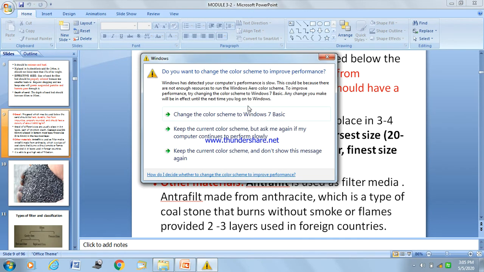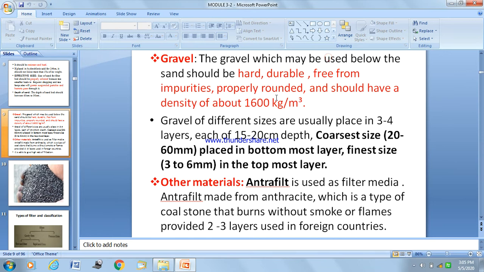So even in the gravel, it is usually placed in 3 to 4 layers, each of 15 to 20 centimeter depth. The coarsest gravel will be at the bottommost, meaning 20 to 60 mm, and the finest gravel will be at the topmost layer, that is 3 to 6 mm. Above this gravel, the sand layers are placed.